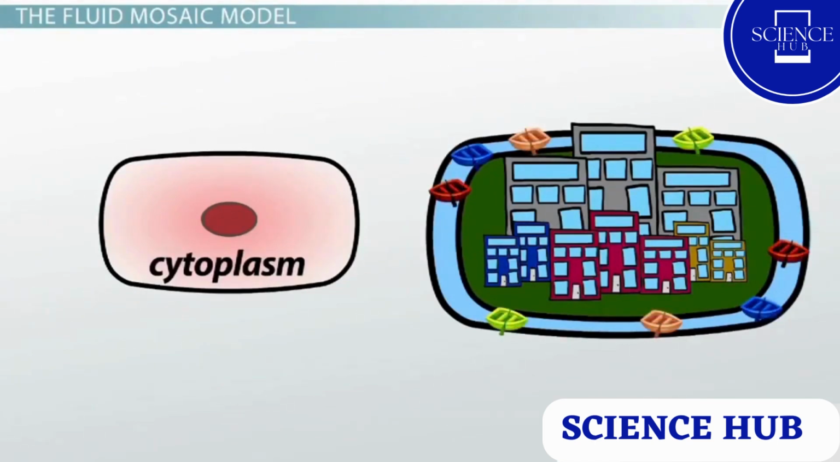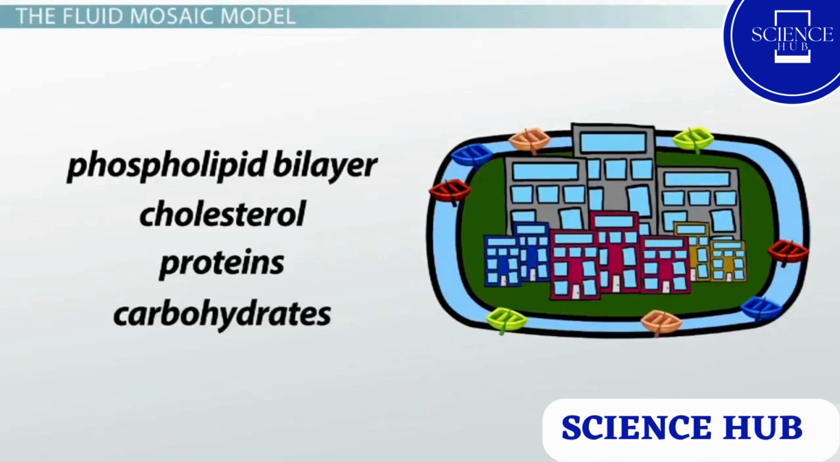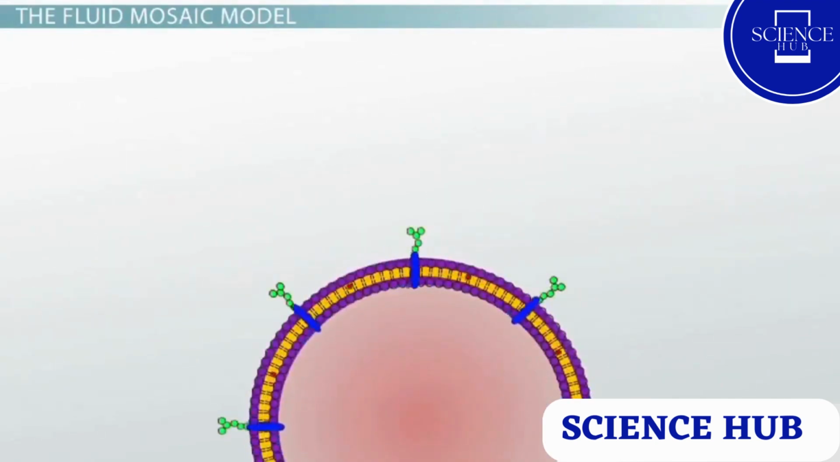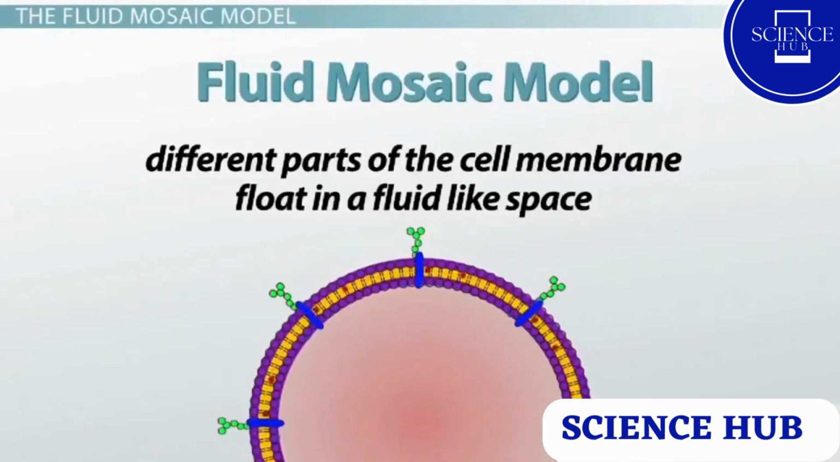This cell membrane is primarily composed of a phospholipid bilayer, cholesterol, proteins, and carbohydrates. Though the parts are different, it's easier to think about how the membrane functions by, again, comparing it to a protective moat. The composition of the cell membrane is best described by the fluid mosaic model, where different parts of this membrane can float in a fluid-like space.